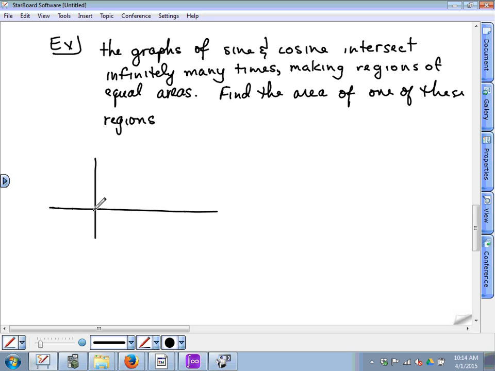So the sine function starts at 0, 0, goes up to 1, down to -1, up to 1, down to -1, right? The cosine function starts at 1. It goes down, up, down, up. So we just need to find the area of one of these regions, because every region would be equal area.